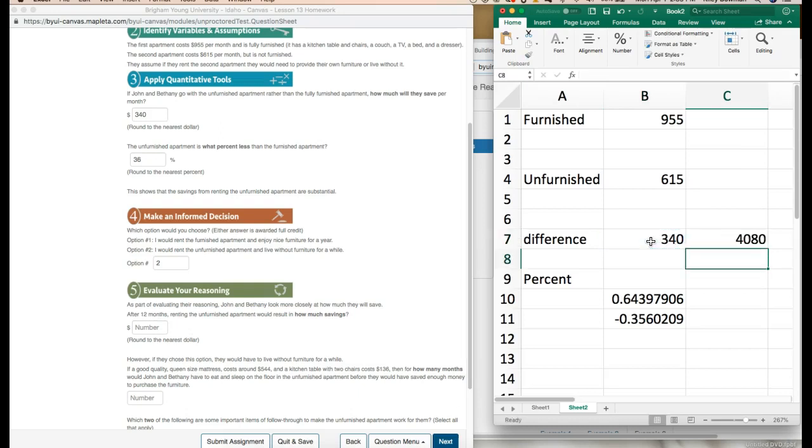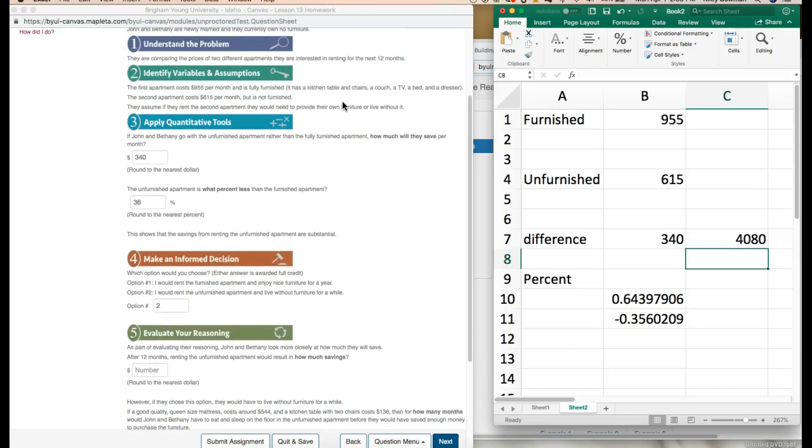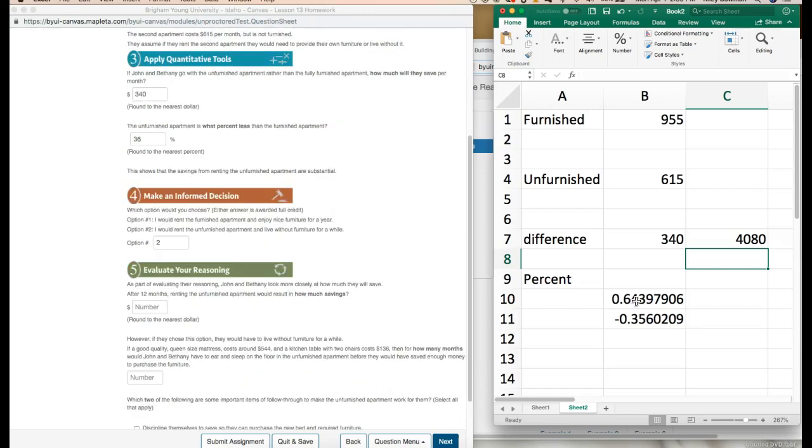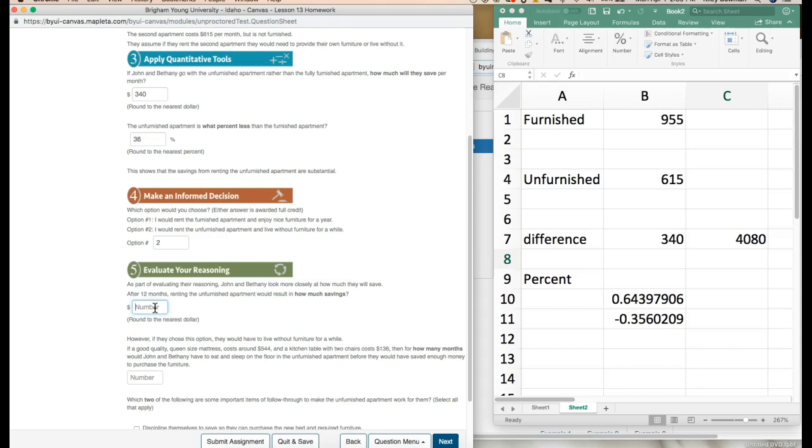So in a whole year, their entire time, because they were only looking for one for 12 months, right? I think that set it up here. Yep, for the next 12 months. So saving $4,080 total over 12 months. All right, the next one, and round it to the nearest dollar, we're all good on that one too.